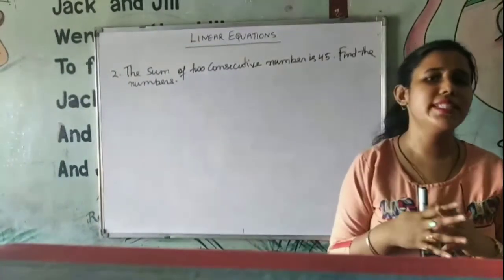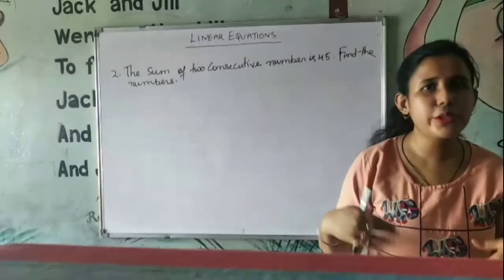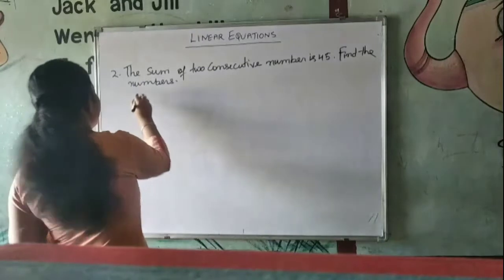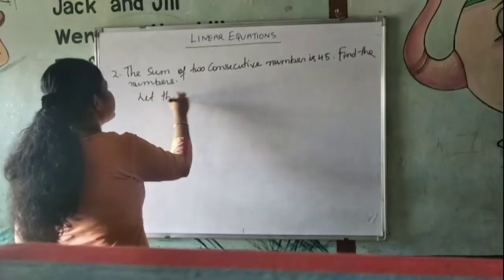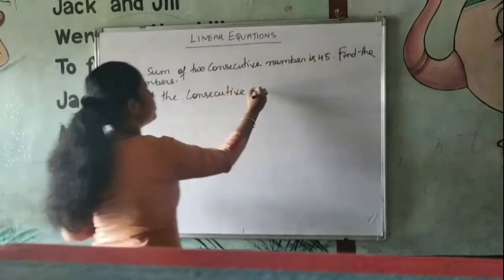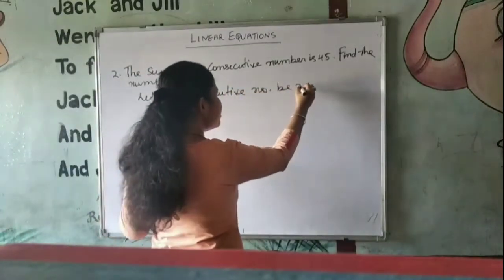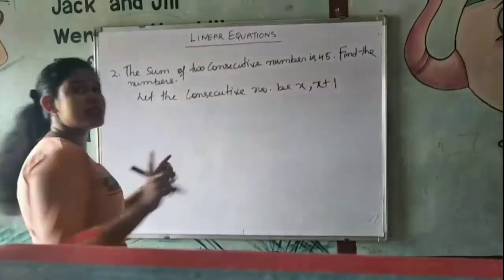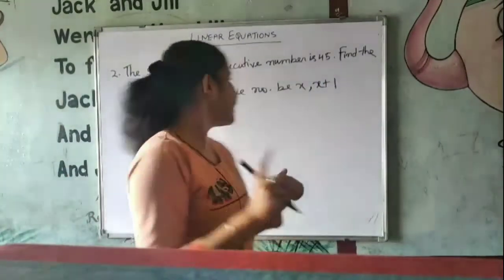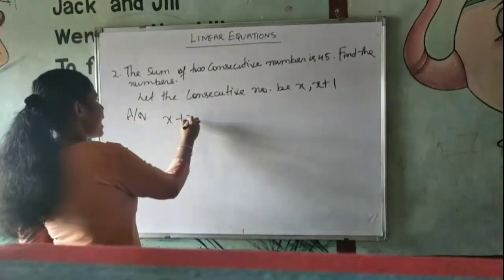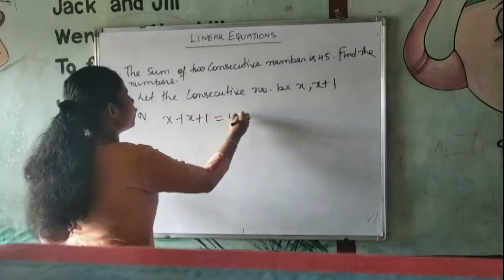Consecutive means one after another. So after 1, what is step 2? After 2, what is step 3? So you have to consider the consecutive numbers like this: the first one will be x, another will be x plus 1. So sum means what? Add. Sum means addition. So what we will do according to the question? x plus x plus 1 equal to 45.